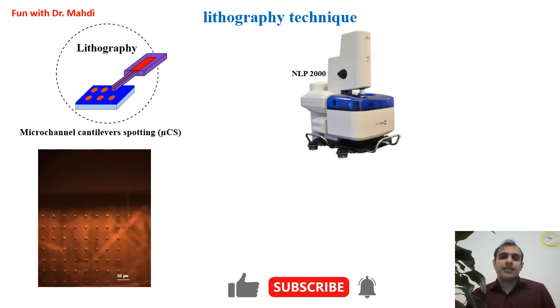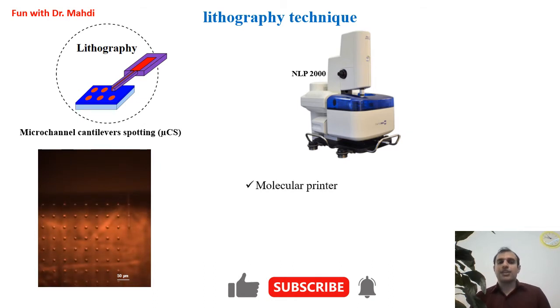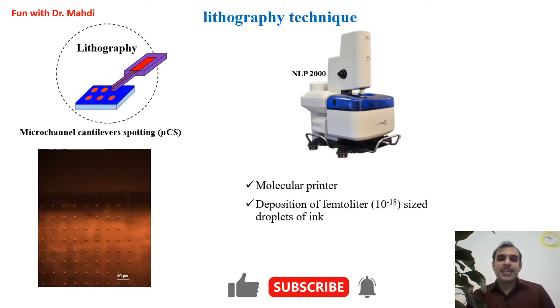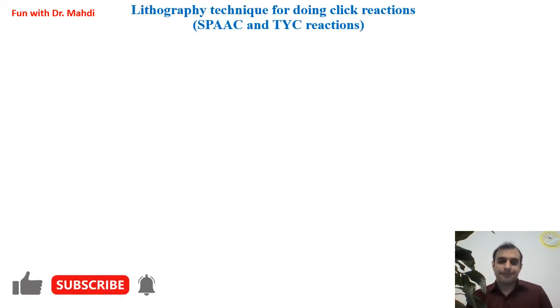But the question is, why should we use the lithography technique for printing the molecule? Lithography has some advantages. For example, you can print different molecules such as phospholipid, lipid, protein, and everything else. And with this technique, you can have very, very small droplets in very small volumes, near femtoliter, 10 to the minus 18. And after printing the molecule on the surface, you can have a microarray.